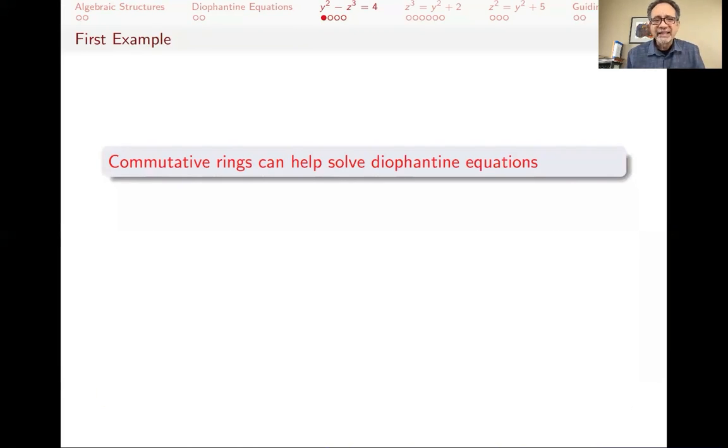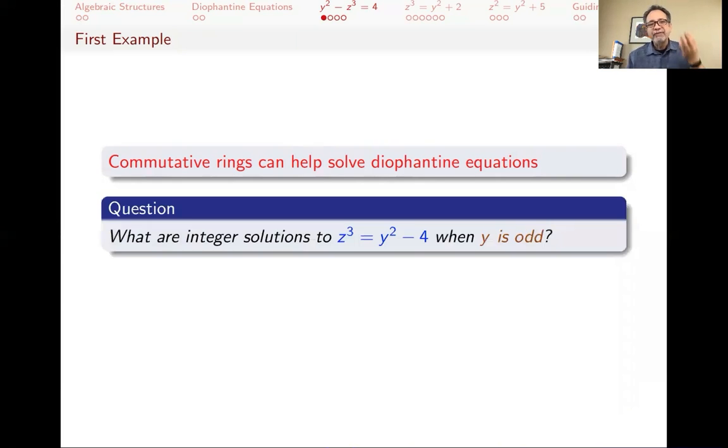Our point is that in trying to understand how to solve Diophantine equations, commutative rings can be helpful. And we will have 3 examples to illustrate this. The first example we'll just solve with elementary number theory. The second 2 we will solve given some other things that we assume along the way. In fact, the third one will have some surprises for us.